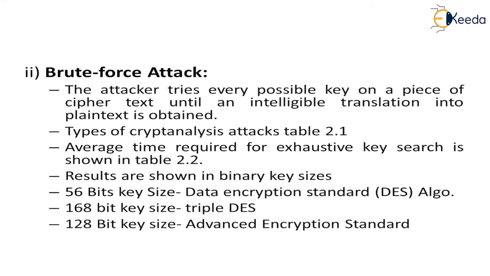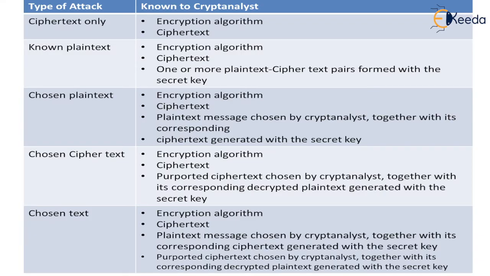There are various ways in which ciphertext can be converted into the original plain text. The attacker will try all possible keys, and the types of cryptanalysis attacks are tabulated in this table. The types of attacks are ciphertext only, known plain text, chosen plain text, chosen ciphertext, or chosen text. Based on that, the cryptanalyst will know various parameters.